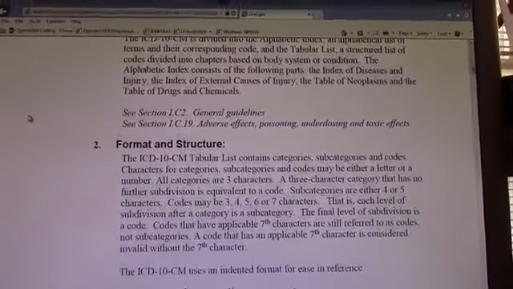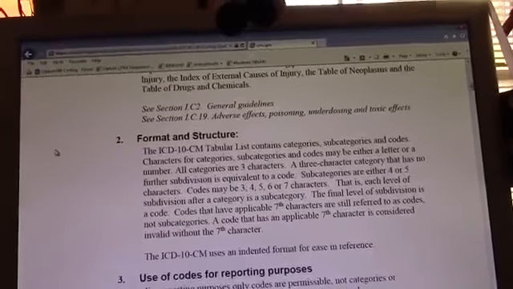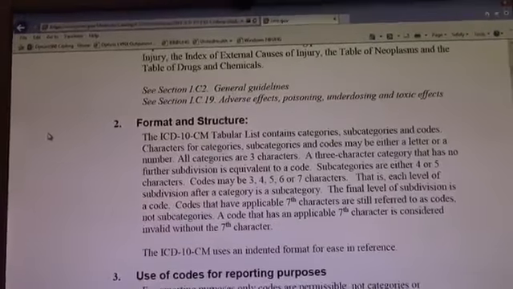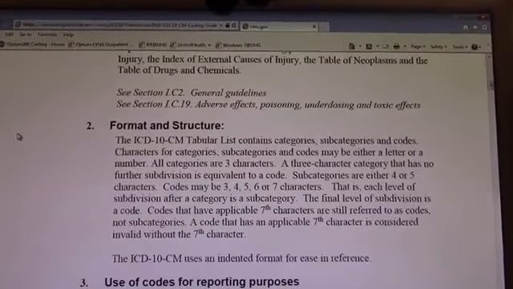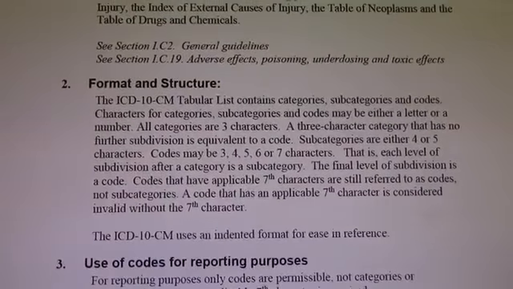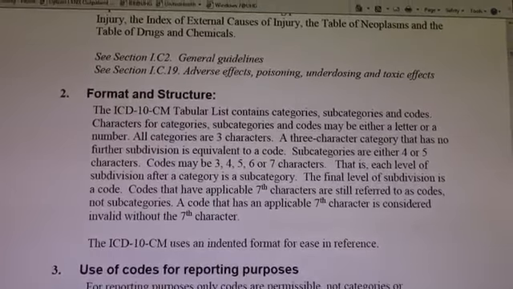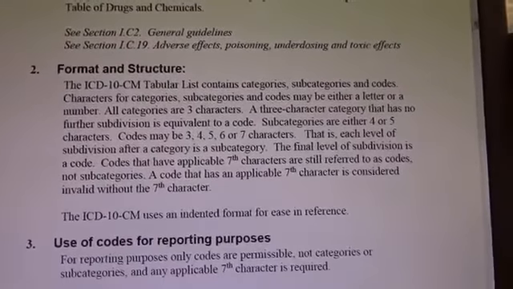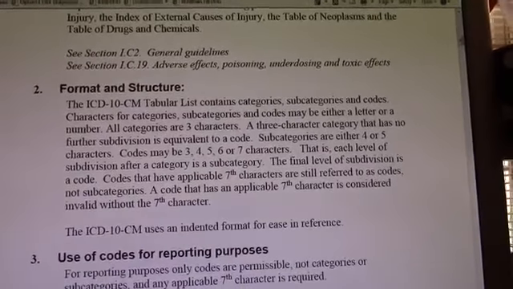Then we go right into the format and the structure of the code book. And guys, I have recorded a video on the format and structure, and I talked about, it says here, the ICD-10-CM tabular list contains categories, subcategories, and codes. And remember my previous video, I have a quiz in there where you have to describe the difference between the three of these, a category, subcategory, subclassification. Okay? And it even talks about the 7th digit, guys. In ICD-10, we have now expanded our codes from 5 digits to 7 digits long.